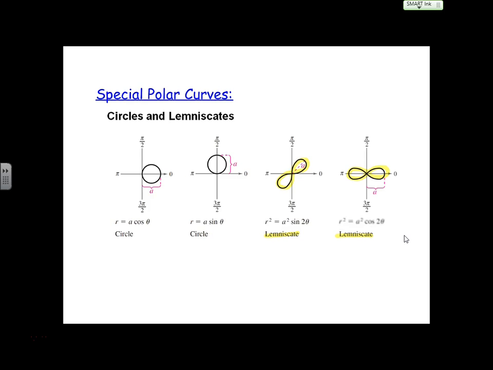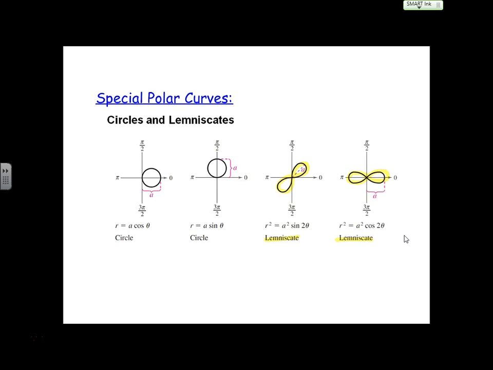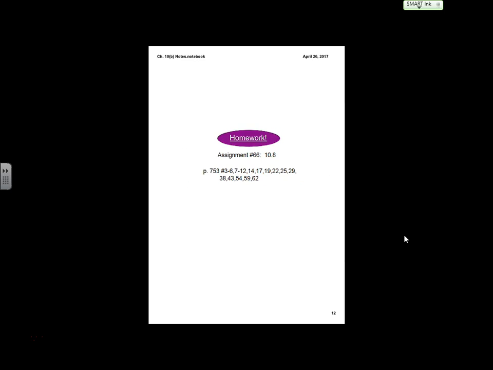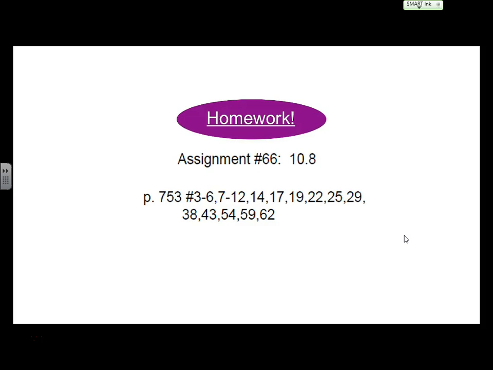I'm erasing because you don't have to memorize the formulas. It's only if you want a fail-safe to know which one's which. We'll just say the lemniscates are the infinity signs. Is that good? So then with that, kiddos, section 10.8.